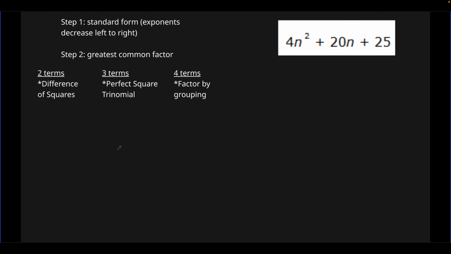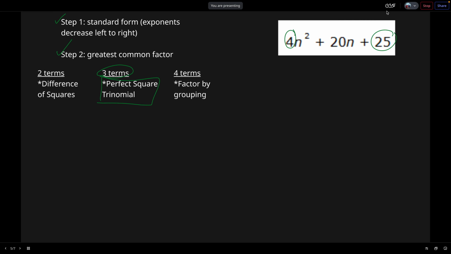For this problem, is it in standard form? Check. Is there a greatest common factor? No. All right, but now we have 3 terms, right? So with 3 terms, we're going to check to see, is it a perfect square trinomial? We were just talking about perfect squares a second ago. You'll notice 4 is a perfect square, 25 is a perfect square. It was on that list that we just made.